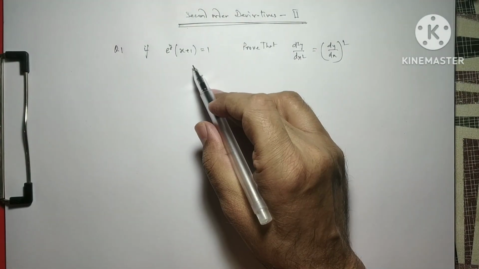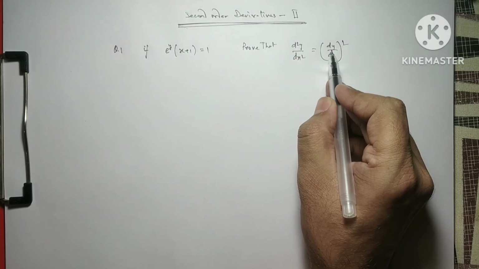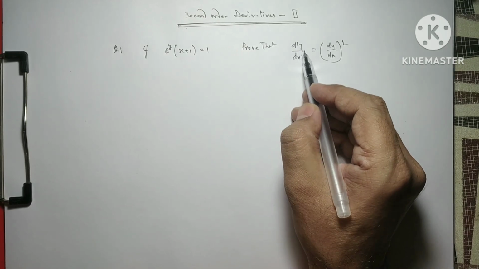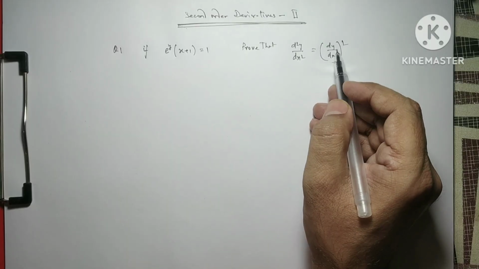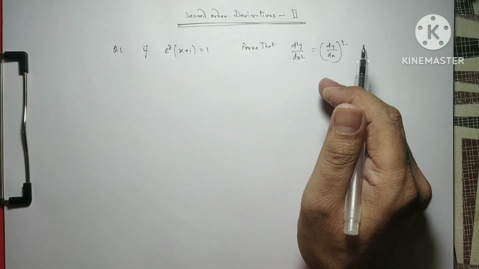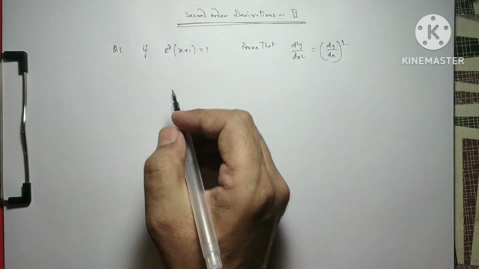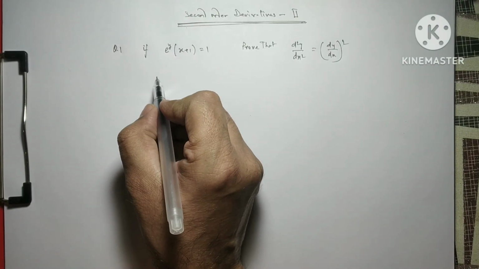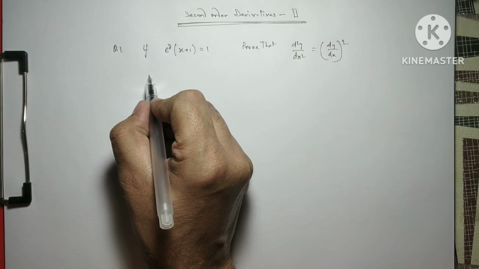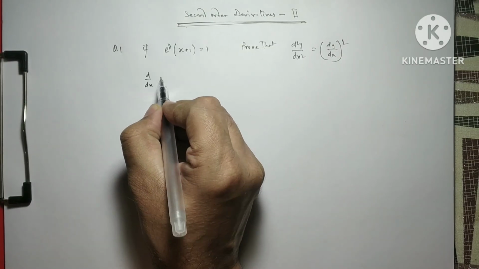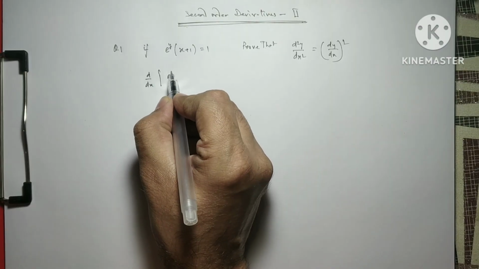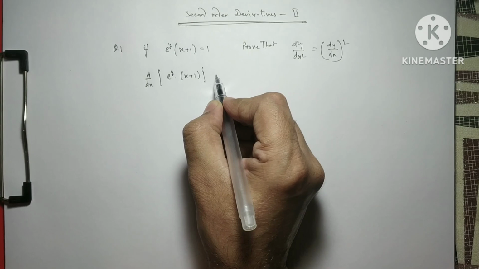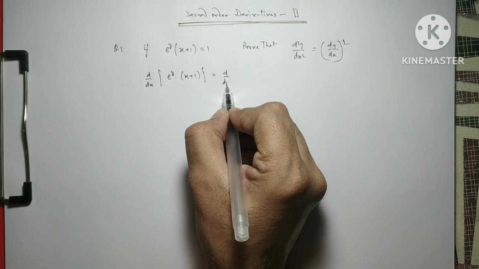So first we collect the first derivative, then the second derivative, and we will show that the second derivative is the square of the first derivative. Okay, so this is the working rule. According to this question, we will collect dy over dx. So there is a product rule: d over dx of e to the power y into (x plus 1), and d over dx of 1.